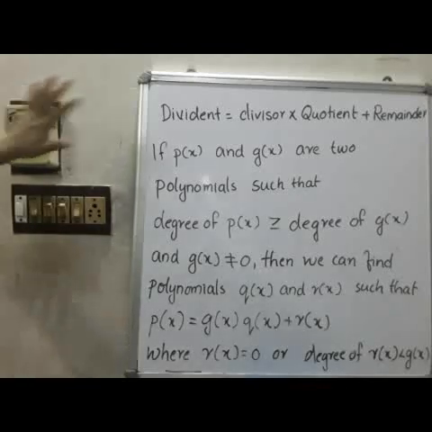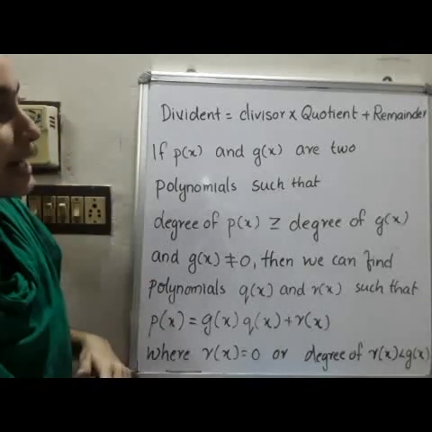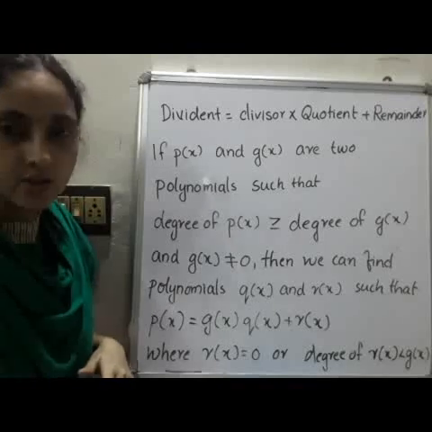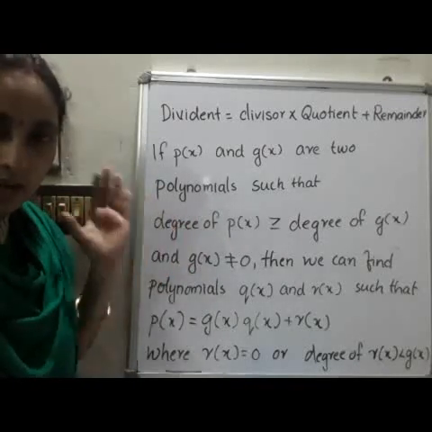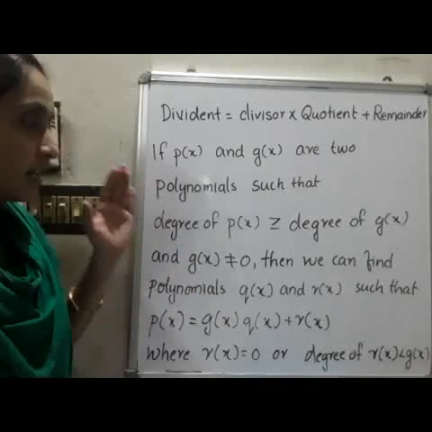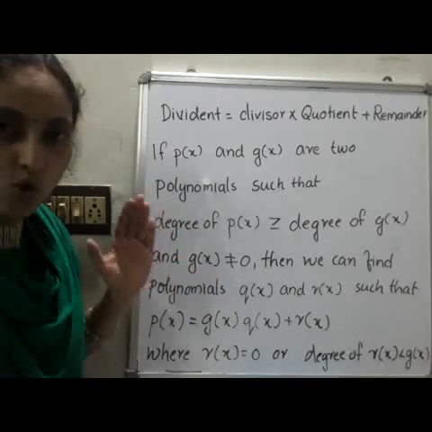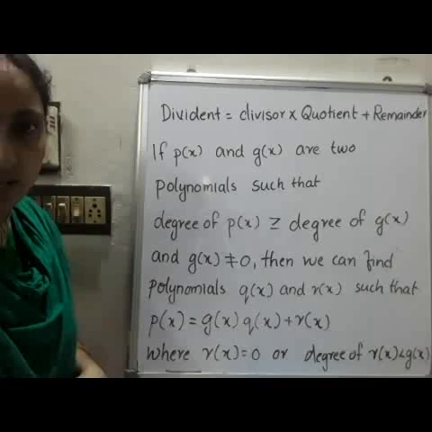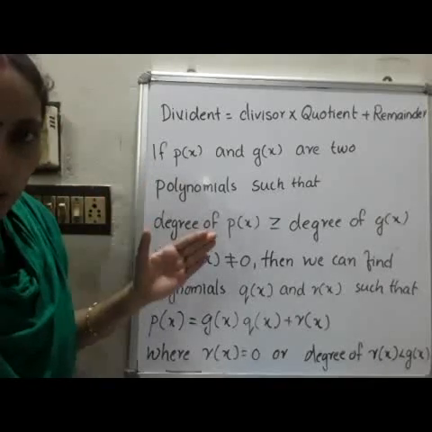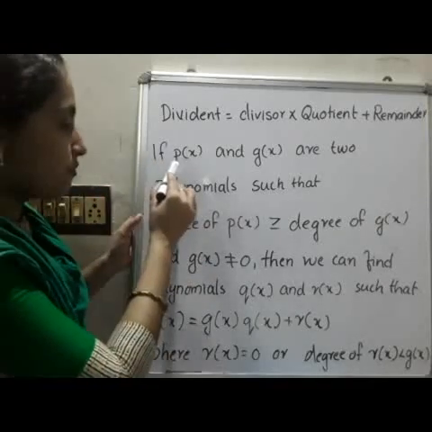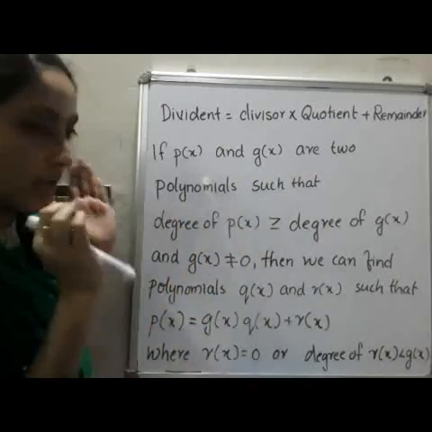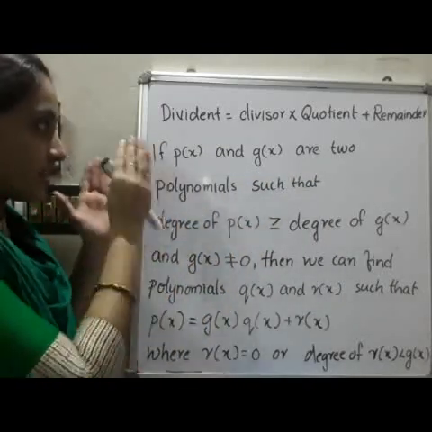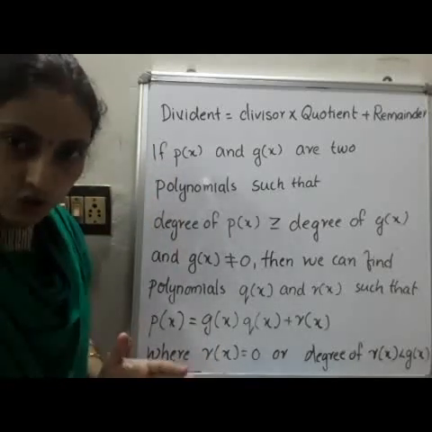Okay, write down: dividend is equal to divisor into quotient plus remainder. That you already know. In the case of numbers, dividend means the number that is to be divided. Dividend is equal to divisor into quotient plus remainder. That you already know. Now, in case of polynomials, listen here please. If p of x and g of x are two polynomials, so we have already been given two polynomials. One is p of x and the other is g of x.